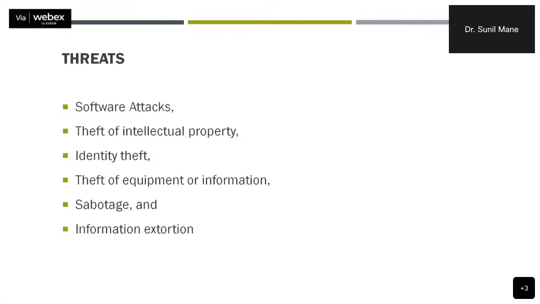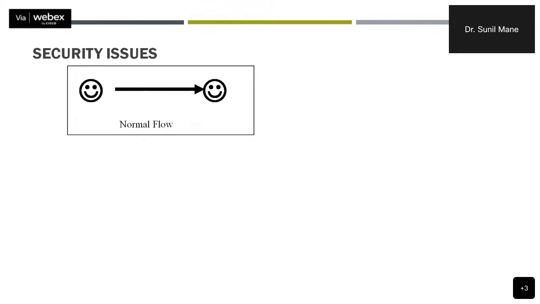There are the threats we have talked about, like software attacks, theft of intellectual property, identity theft, theft of equipment or information, sabotage, and information extortion. All these are the various kinds of threats we can witness around us. Nowadays, many times we see such threats in the newspaper related to cybercrime. Now we will understand the security issues we have to address before making any service or application available on the internet.